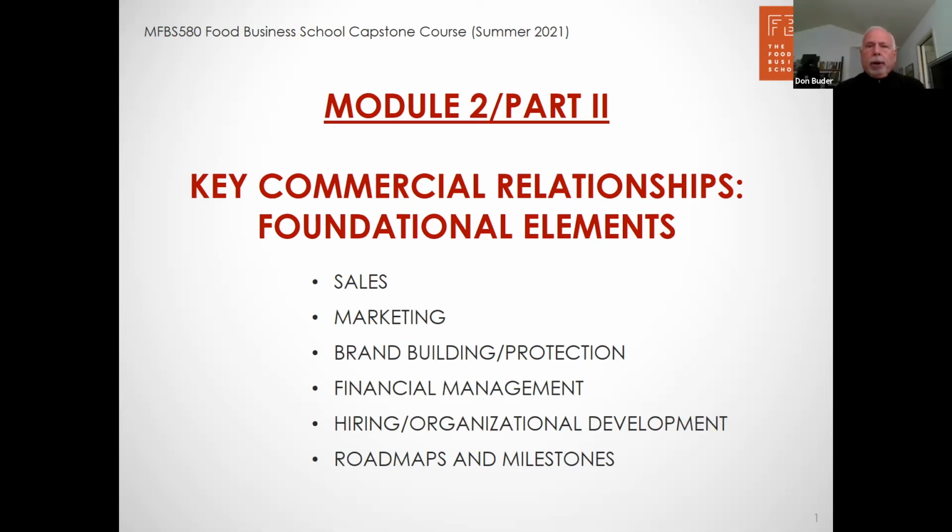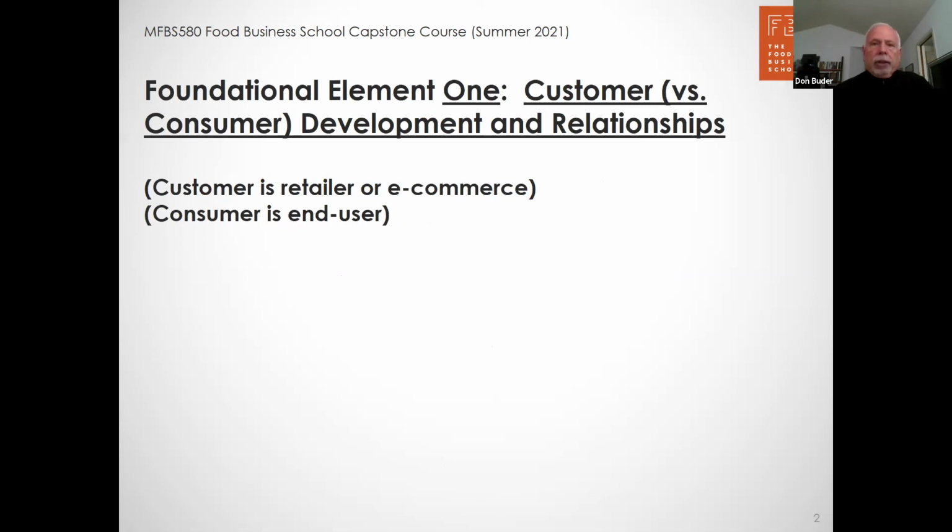And in this part of Module 2, we're going to be looking at key commercial relationships, kind of the foundational elements that you're going to have in your early stage business as you build it. And we're trying to identify all the pieces inside and outside your organization that are going to support you as you grow the business.